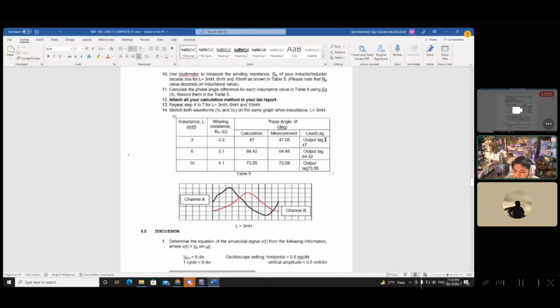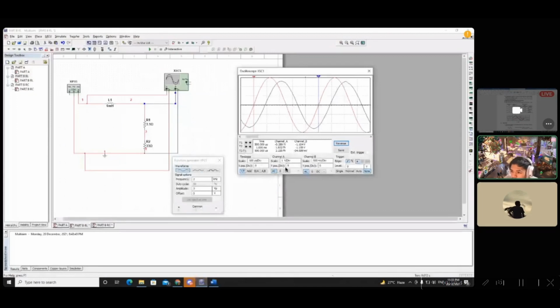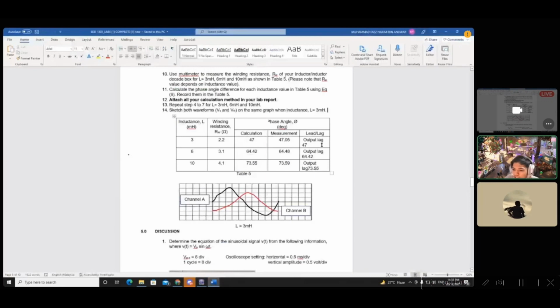So for lead and lag, as before, we can determine it from the starting point of the signal. The red one is the input, right? And the blue line is the output. So from this we can know the output is lag. We write like this: the output lags 47 degree, output lags 64.42 degree, output lags 73.55 degree.